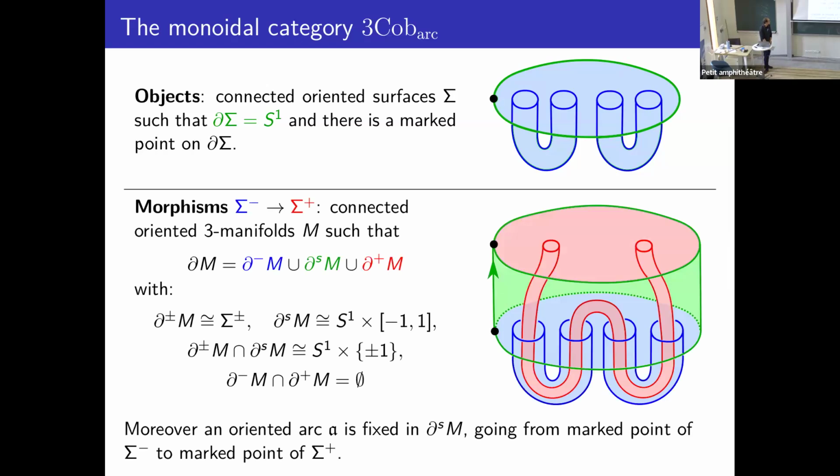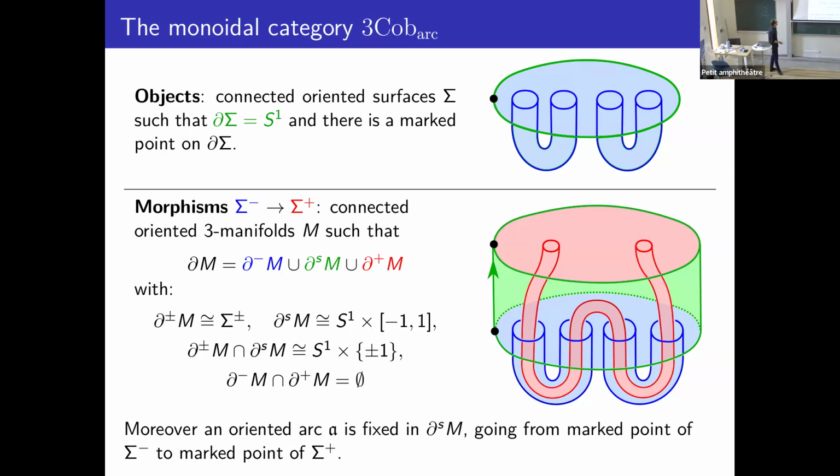And the morphisms are cobordisms. If you have two surfaces of this kind, sigma minus and sigma plus, you will consider three-manifolds M, oriented, whose boundary decomposes into these three parts. The minus part is of course your first surface, sigma minus. The top part here in red is the sigma plus surface, and then you also have a cylinder boundary, which is depicted in this green cylinder.